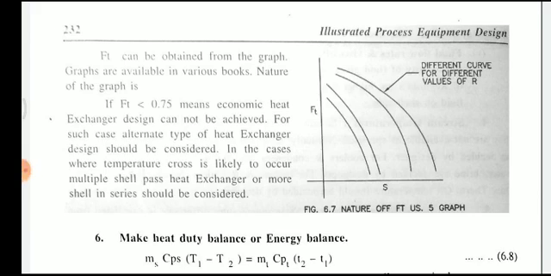This graph is available in various books. The nature of the graph is that if F of T is less than 0.75, then an economic heat exchanger design cannot be achieved.